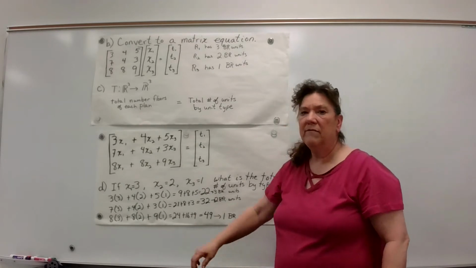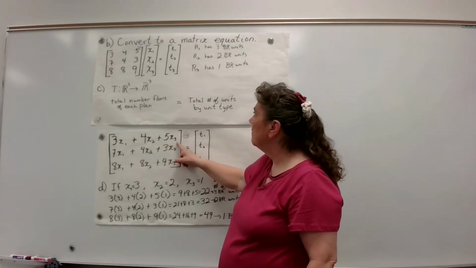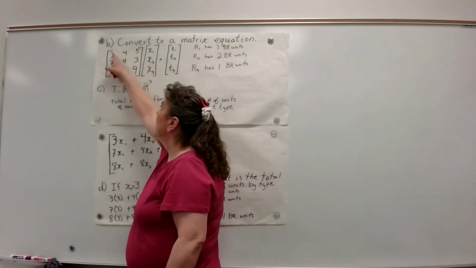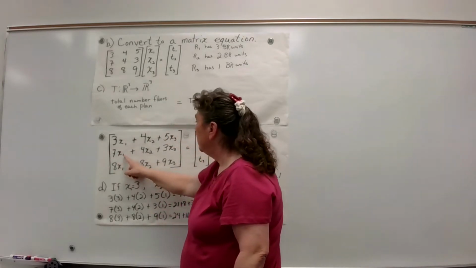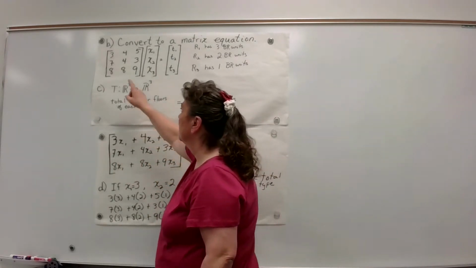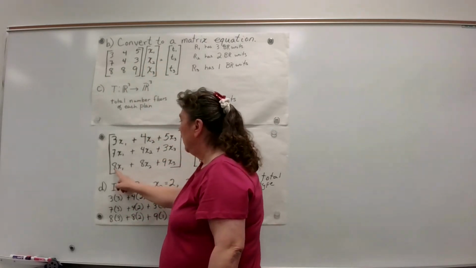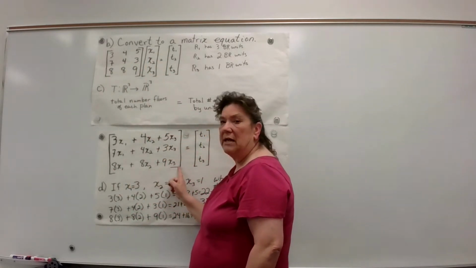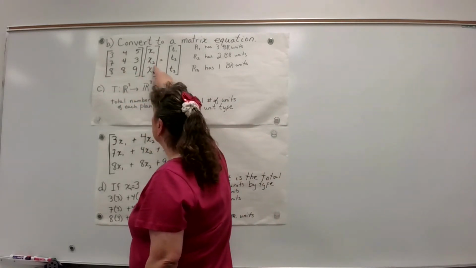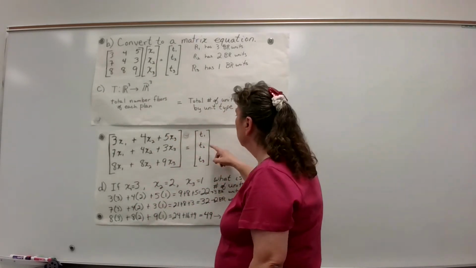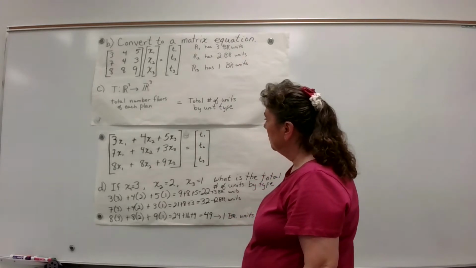Okay, so we have a continuation: 3x1 plus 4x2 plus 5x3, in other words, a multiplication of this row times this column. And then 7x1 plus 4x2 plus 3x3, the multiplication of this row times this column. 8x1 plus 8x2 plus 9x3, the multiplication of this row with this column, and that's equal to our T1, T2, and T3. Okay, so there we have it.